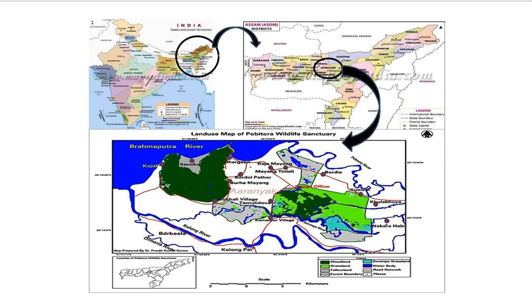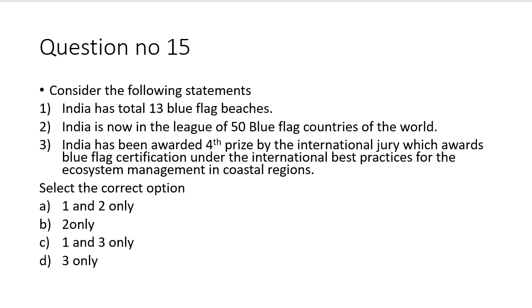Let me show the location of Pabitra Wildlife Sanctuary. You see here, this entire area is the Pabitra Wildlife Sanctuary. On the north side you have the river Brahmaputra, not on the south side. And this here is Morigaon district, which I am talking about.